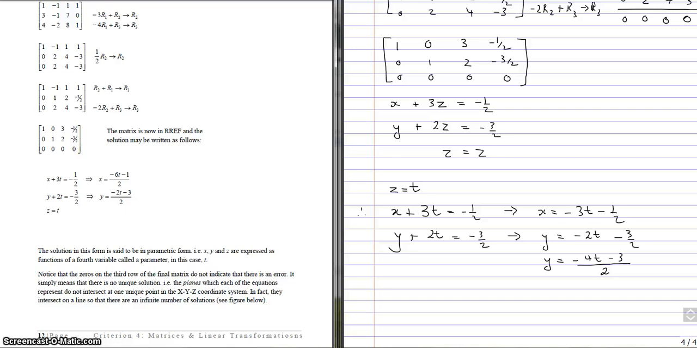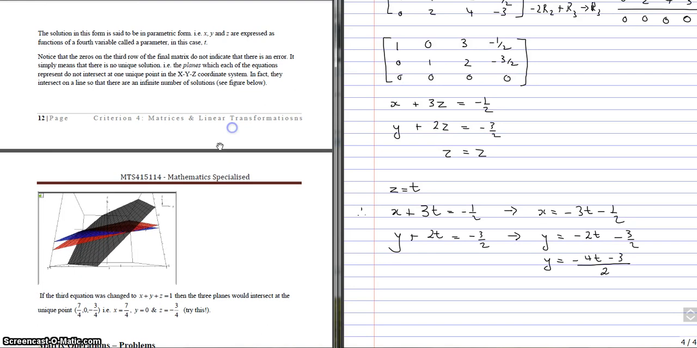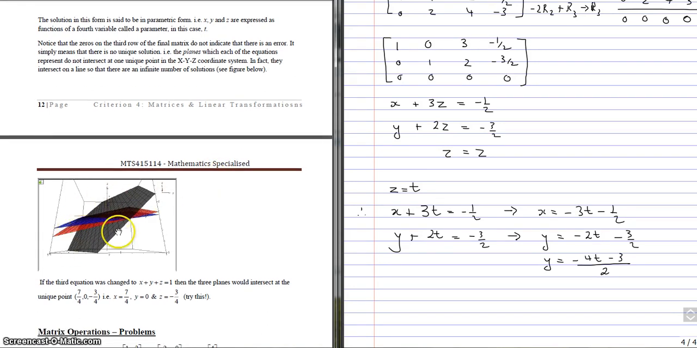And what that means in this case, when there's no unique solution, is that the planes which each of the equations represent don't intersect at one unique point in the x, y, z coordinate system. They intersect on a line, so that really there's an infinite number of solutions. So if we have a look at the figure below, this actually is a graphical representation of these 3 planes that we've worked through. Notice here we've got a plane here, the grey one, we've got a blue plane and a red plane, and they all intersect along a common line.